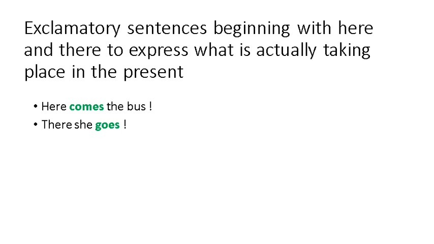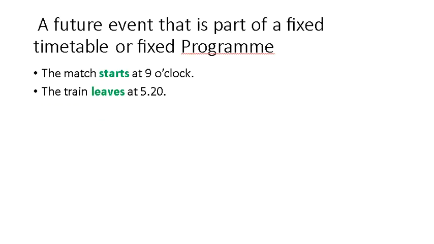So if we are exclaiming something in our exclamatory expressions, and we are starting the sentence with here and there, we will use present indefinite tense there as well. So this is another use of present indefinite tense. Then sometimes we are talking about the future, an event that is part of the future, but that is a fixed kind of timetable, like I teach on a daily basis.